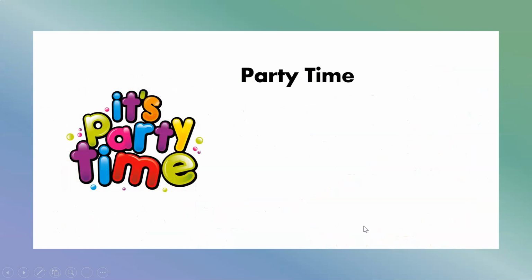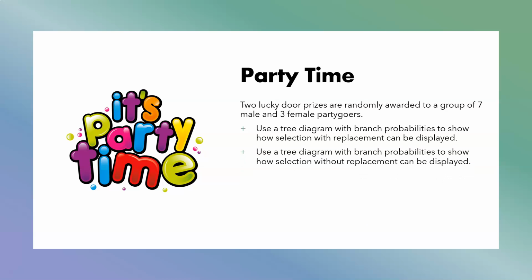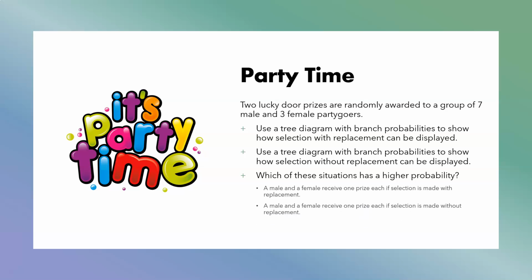All right, let's have a look at an example now. 2 lucky door prizes are randomly awarded to a group of 7 male and 3 female partygoers. Use a tree diagram with branch probabilities to show how selection with replacement can be displayed. So we're doing a tree diagram with replacement for that one. Then we're going to do a tree diagram without replacement. Then we're going to find out which has the highest probability from a male then a female. One with replacement, one without. We're going to step through each of these step by step.